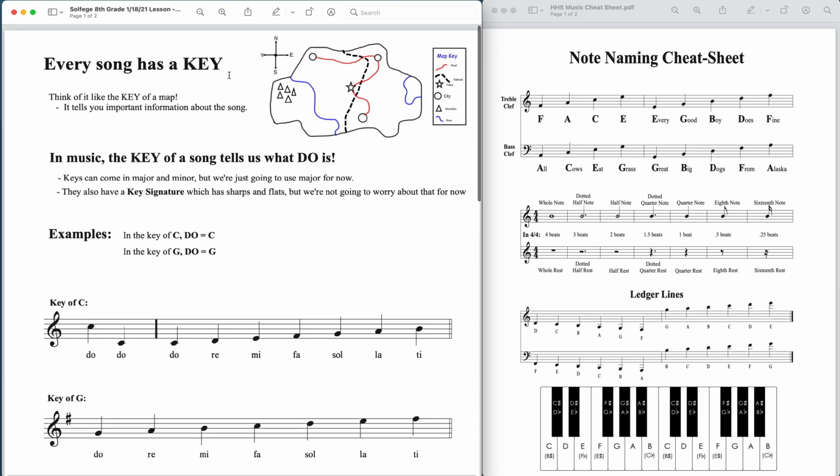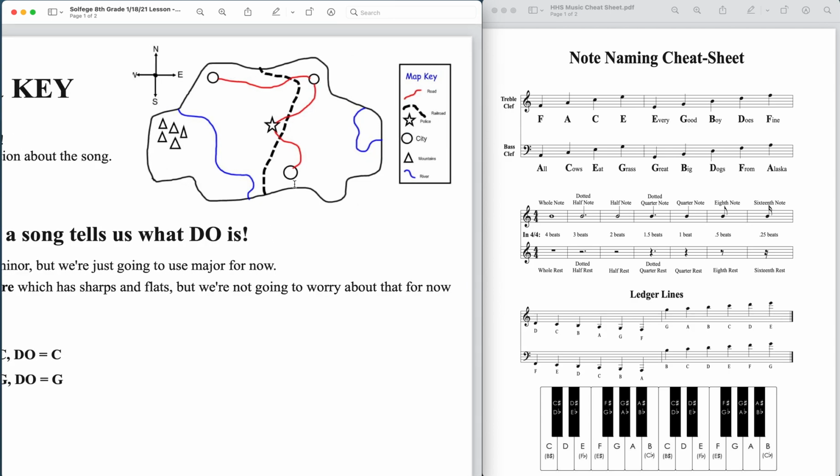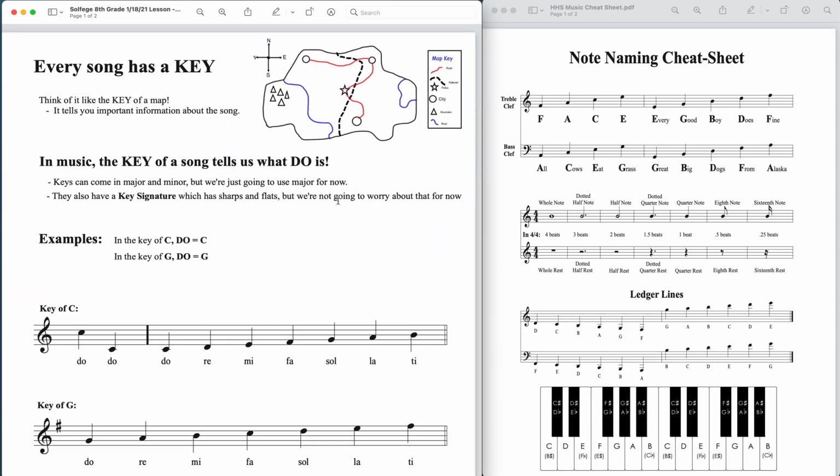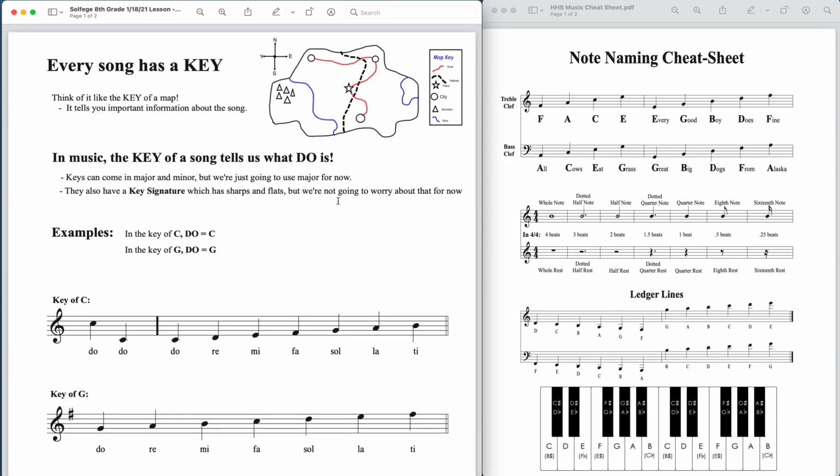A key of a map, of course, looks kind of like this over here on the top right. We have sort of a diagram here, and then we have symbols, and then a key which tells you what the symbols mean. This red line, we know that it's a road. This dotted black line, we know it's a railroad. It goes on and on. So the same type of thing happens in music where every song has what's called a key.